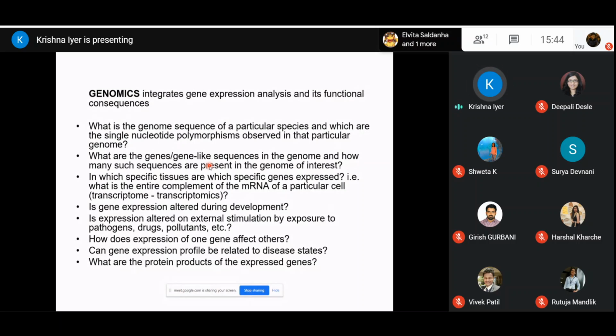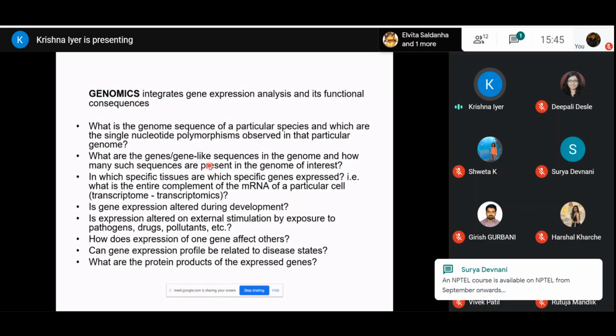If you look at it from a cell perspective, different cells will express different genes. So what is the complement of the mRNA, which is called the transcriptome, of a particular cell? Is this expression altered during development? Is expression altered in response to stimulation, pathogens or drugs, or changed by exposure to pollutants, etc.? How does expression of one gene affect other genes? Can we relate the gene expression profile of a particular cell or tissue to a disease state? And then, what are the products of the expressed gene?